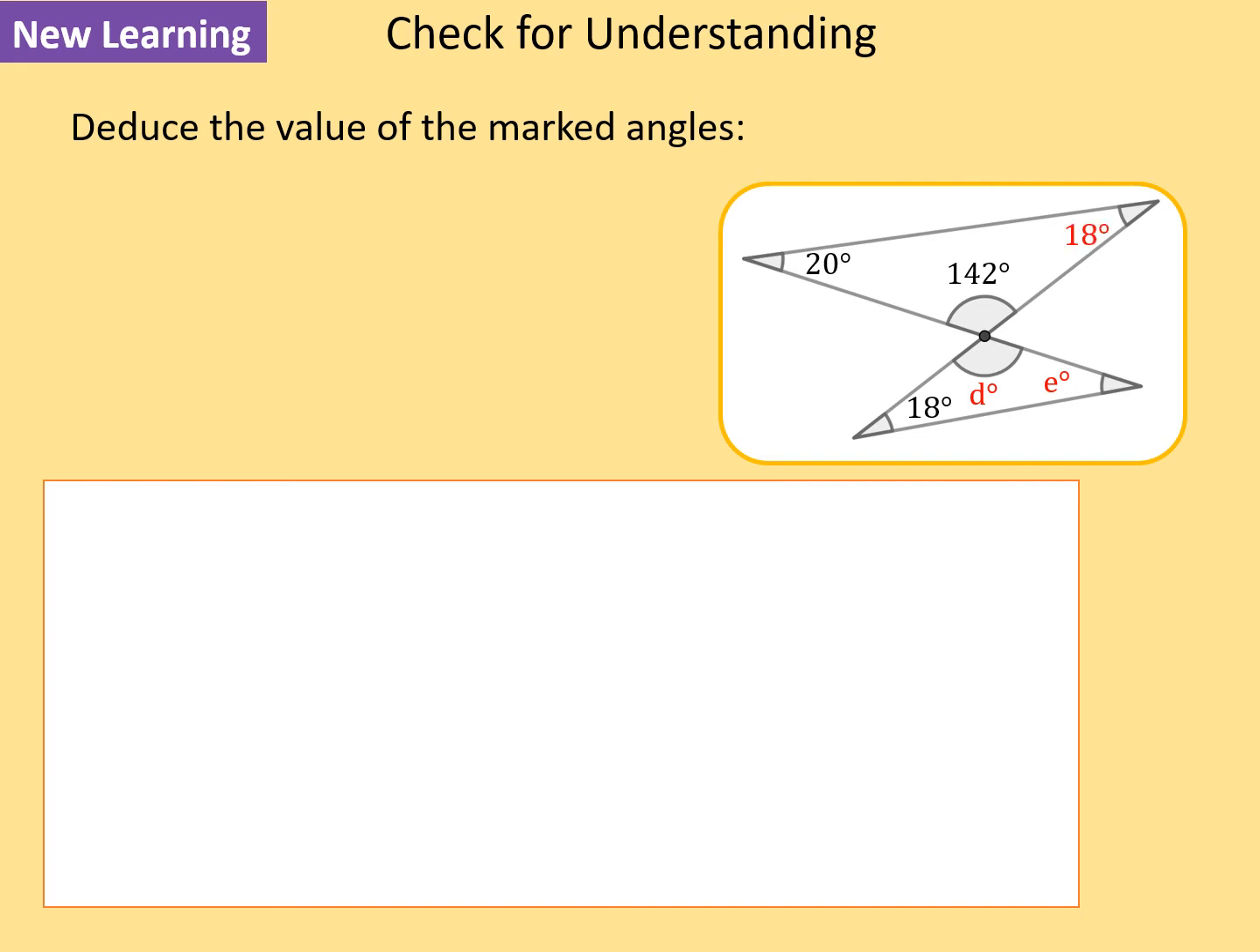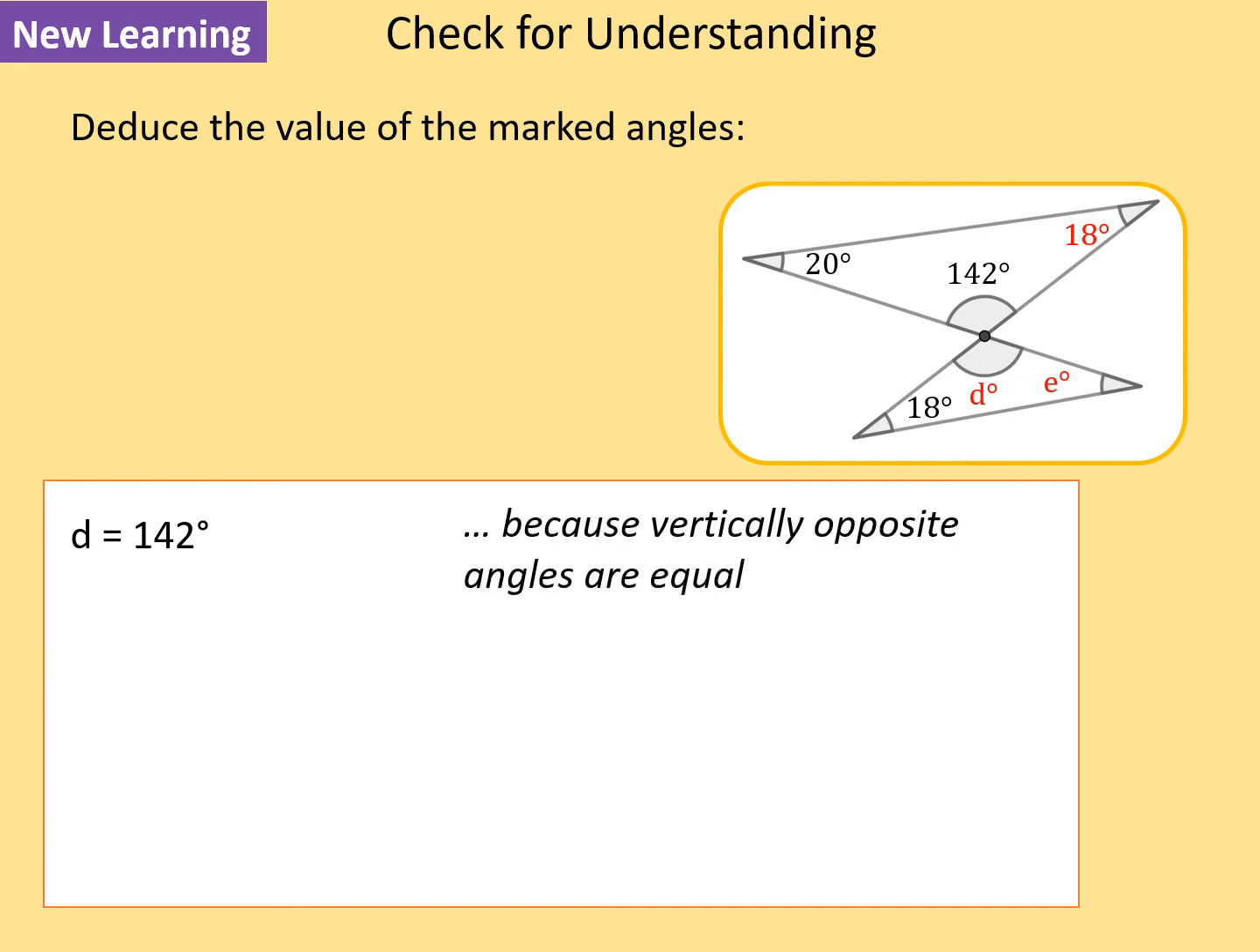Now we can figure out D. D equals 142 degrees, and if we think back to our angle knowledge, we should know that vertically opposite angles are equal, so therefore D would be equal to 142.